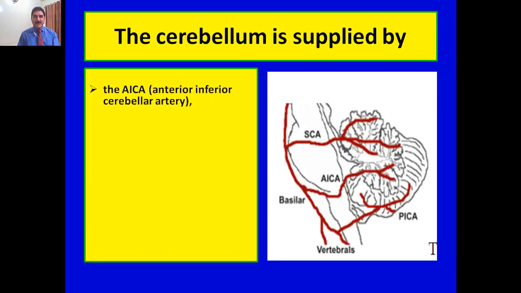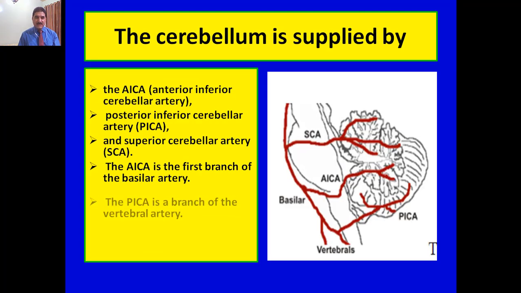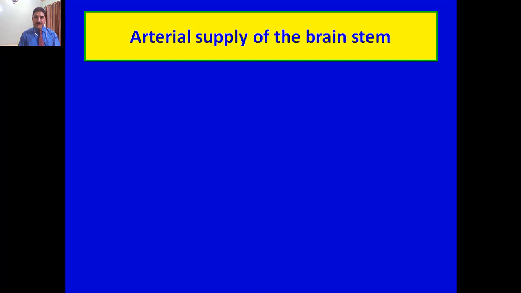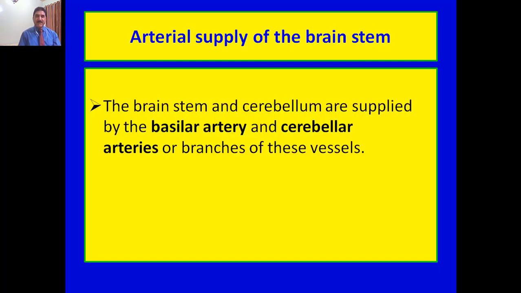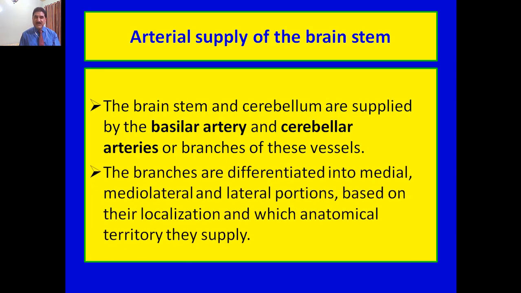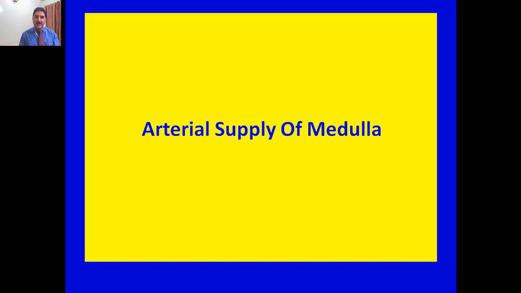Blood supply of the cerebellum: the anterior inferior cerebellar artery is the first branch of the basilar artery. The posterior inferior cerebellar artery is a branch of the vertebral artery. The superior cerebellar artery is the final and largest branch of the basilar artery before it splits into the paired posterior cerebral arteries. So, the arterial supply of the brain stem: the brain stem and the cerebellum are supplied by the basilar and cerebellar arteries or branches of these vessels. The branches are differentiated into medial, mediolateral and lateral portions based on their localization and which anatomical territory they supply.